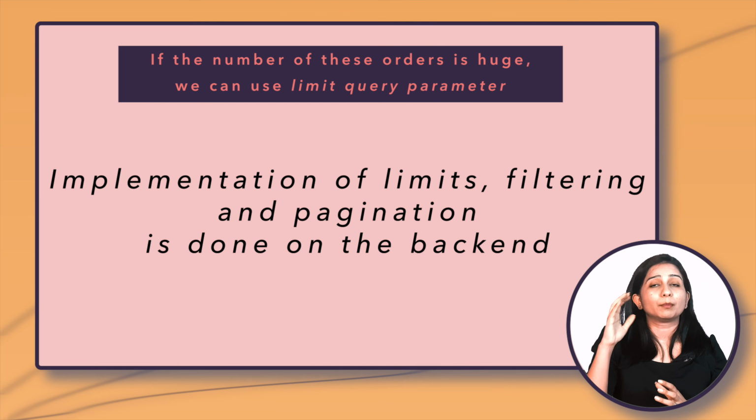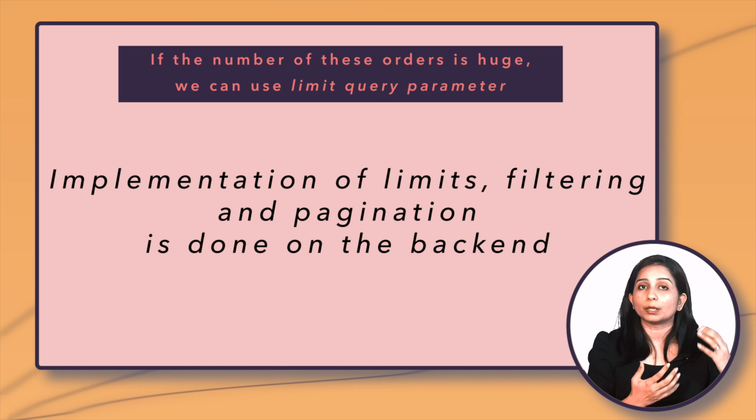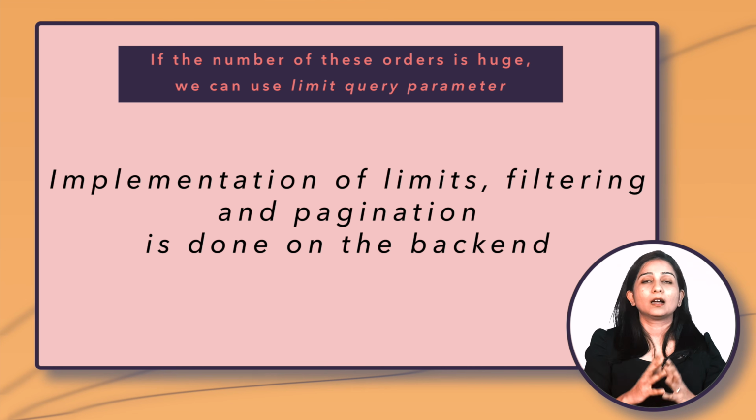Please mind that the limiting factor, or the implementation of limit, is actually implemented on the backend. It's not like you will just send limit equal to 10 and the API will return 10 resources, because if the implementation has not been done on the backend, then it will still return you the whole list. So this implementation sits on the backend and not on the front end.